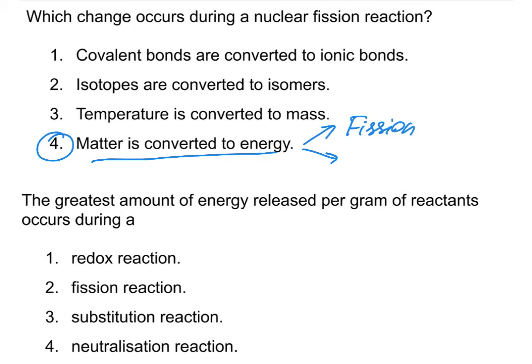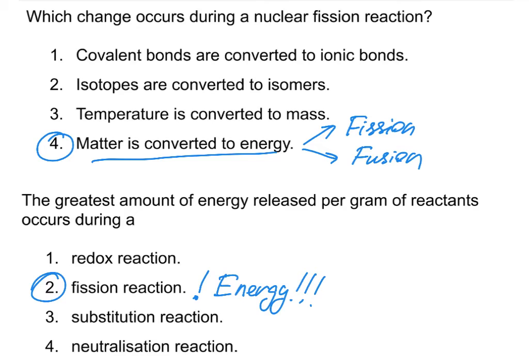The next question. The greatest amount of energy released per gram of reactants occurs during a fission reaction. A fission reaction produces the greatest amount of energy per gram of reactants used in it. That is why it is so difficult for us to give up on nuclear power plants. In terms of amount of energy released, a nuclear reaction beats by far any chemical reaction.